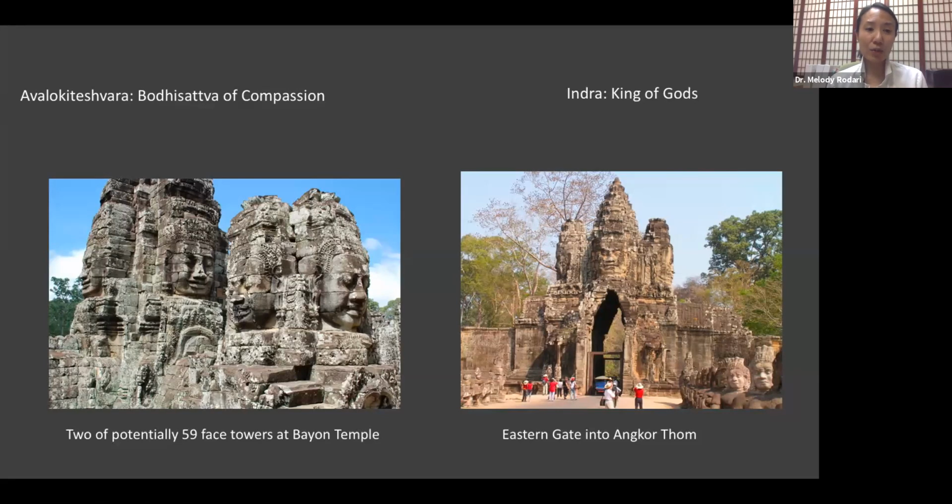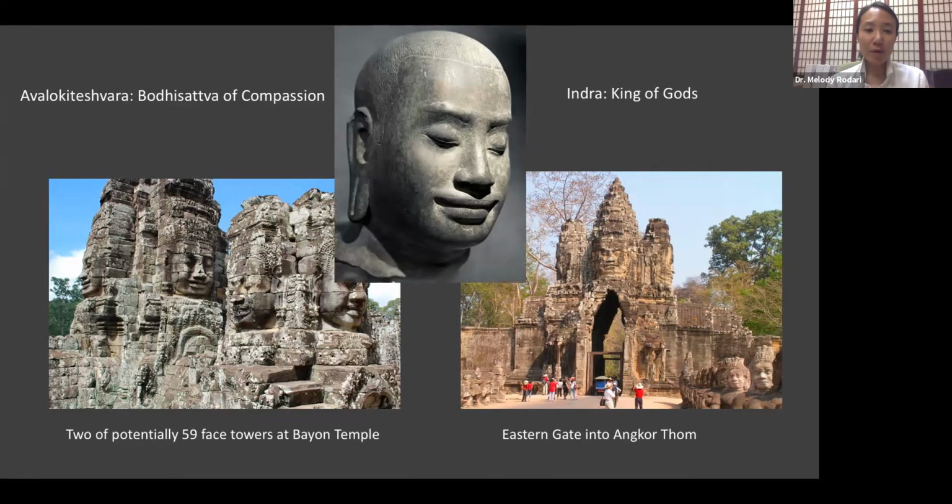Scholars are still in debate as to what this 4-faced image may represent. Some scholars argue that it may represent the Buddhist deity Avalokiteshvara, who is the bodhisattva of compassion. Others have argued that it may represent the pan-Indian deity Indra, who is the king of all gods. And so there are certainly good arguments for both. I'm not going to try to answer the identity of the 4-faced towers today, but I think what we can conclusively say is that it certainly represents King Jayavarman the Seventh, right, as some sort of divine figure.